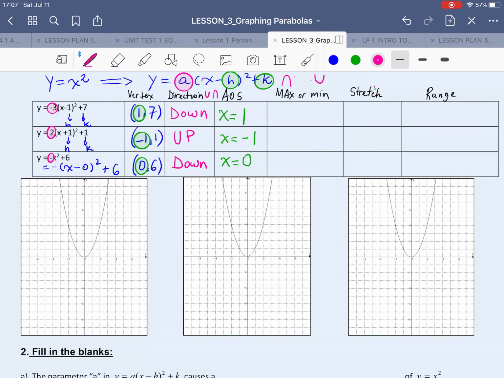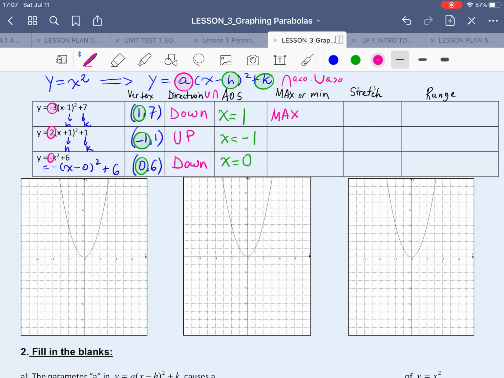So a negative coefficient a will make the parabola have a max. If the coefficient a is positive, it means that the graph will have a minimum. So we're going to say in the first case a is negative, so that means that the parabola will have a maximum.